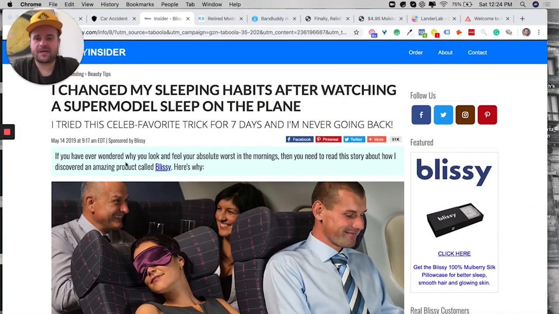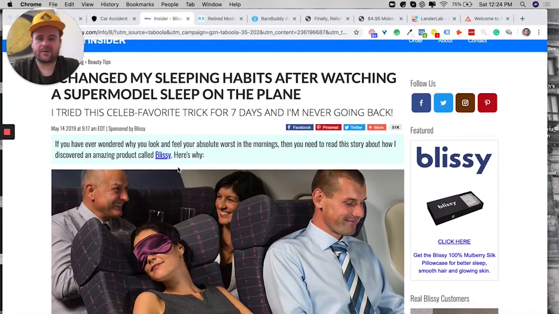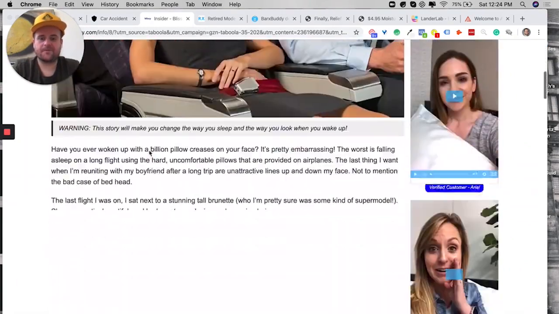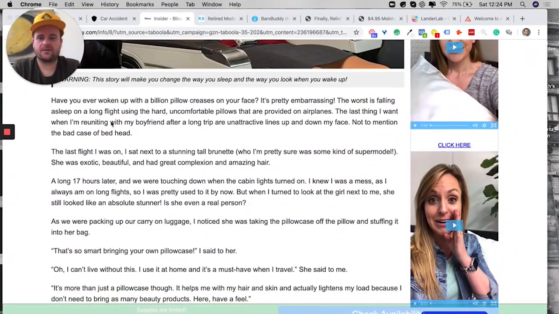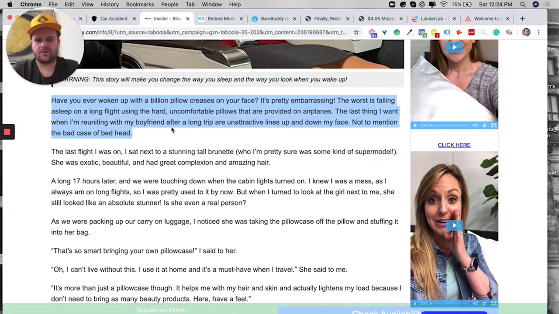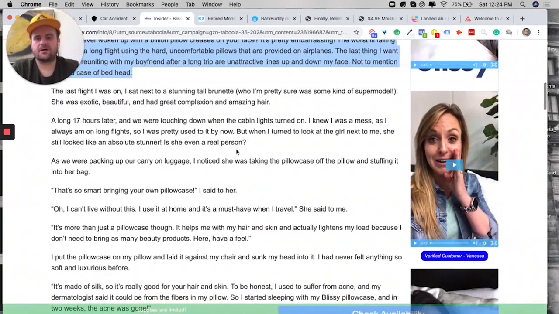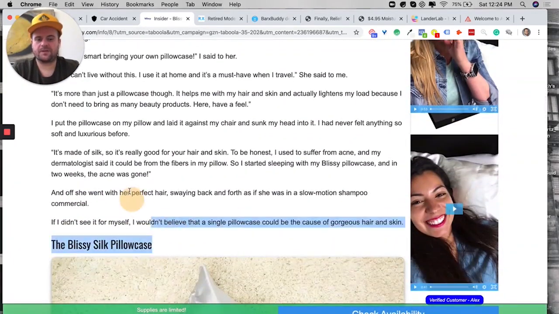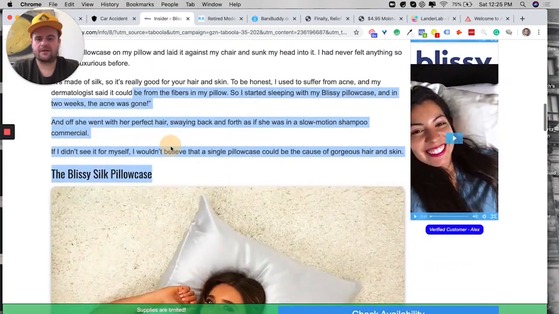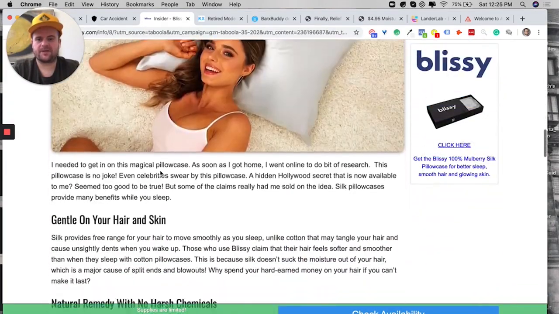"I changed my sleeping habits after watching a supermodel sleep on the plane." So talking about this person on a plane, they're talking about the pain of the pillowcases, waking up, wrinkles, the pain points of that, looking gross, wanting to be somewhere nice. And then saw this supermodel. So all this is the story. And then it goes, what is it? It's this. This is a pillowcase.